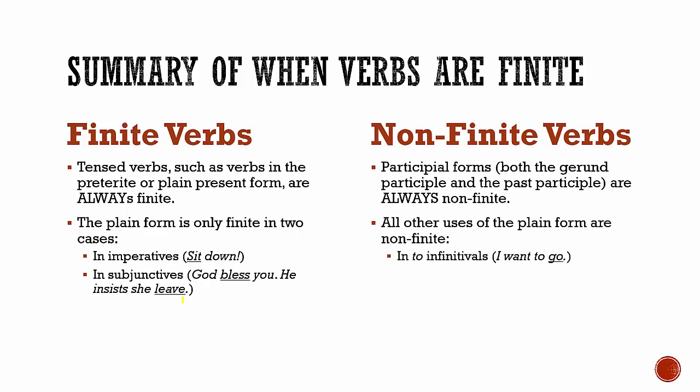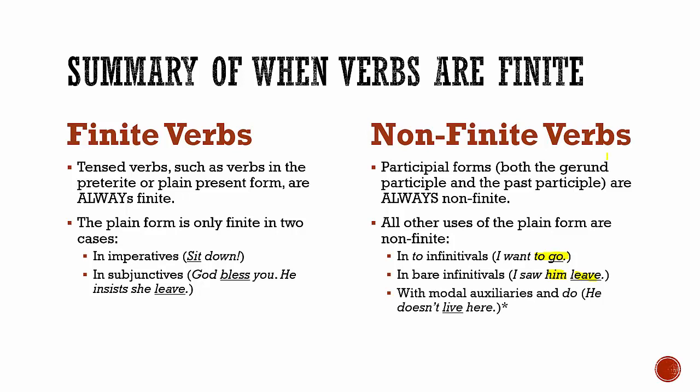So in to infinitivals, I want to go, that to go is non-finite. In bare infinitivals, I saw him leave. Okay, there we can say there's a subject for who's leaving, him, but again, it's not nominative. I saw him leave. This verb doesn't agree with it. Okay, so that's the plain form. It's a bare infinitival, but you can see it's non-finite, right? Because we don't have a nominative subject. Same thing up here with I want to go. The to go doesn't have its own subject associated with it. Okay, so again, we know it's non-finite.